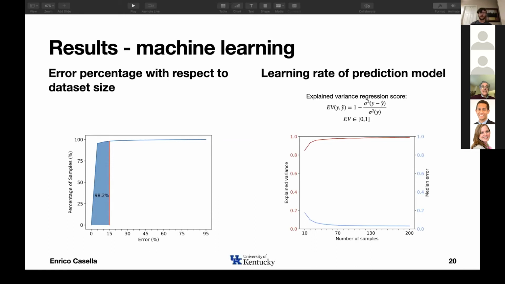And then with this other experiment, basically the idea is, let's say we want to deploy this system on a large scale, then we need to prove that our system can learn the predictions pretty fast. So this experiment shows how many samples, how many data points, are necessary for the model to perform well. We measure them in terms of explained variance, which is a score that is not very popular, but it is useful to evaluate the performance of regression models. And then we also use median error.